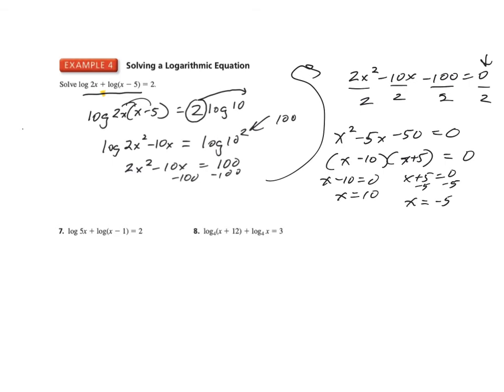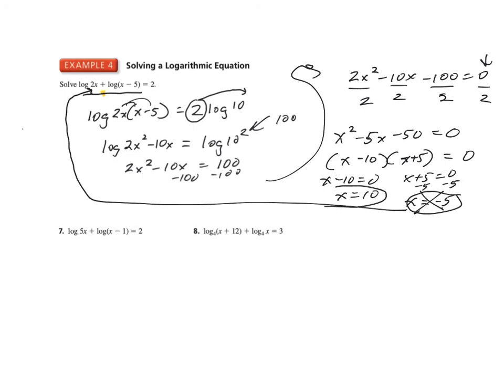So if we take that -5 and put it in the original equation, look at this. What does that -5 do to that log of 2x? Well, it makes it log of -10, which is not something we're allowed to do. So the answer is only x equals 10.